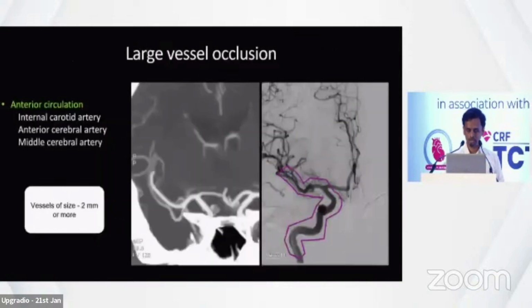So what are the large vessels? Large vessels are the internal carotid artery, which is marked in pink, in the anterior circulation, and the middle cerebral artery also up to M2. The reason is the devices we currently have can go up to 2 mm vessels. So 2 mm vessels are up to this point, distally up to M2. Those vessels we can chase, up to 2 mm in diameter.